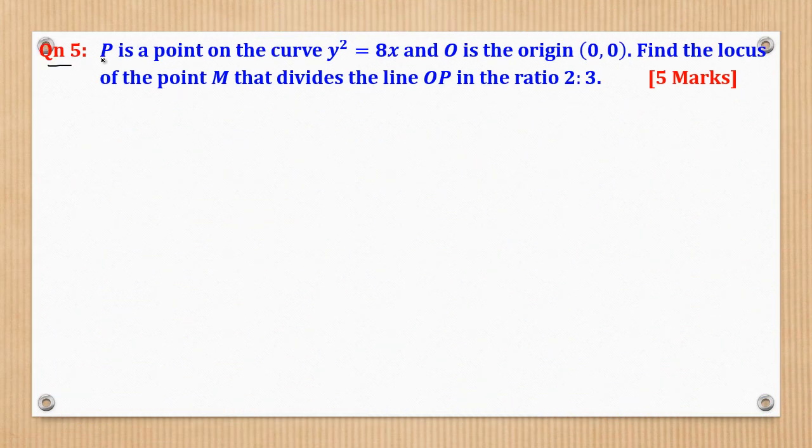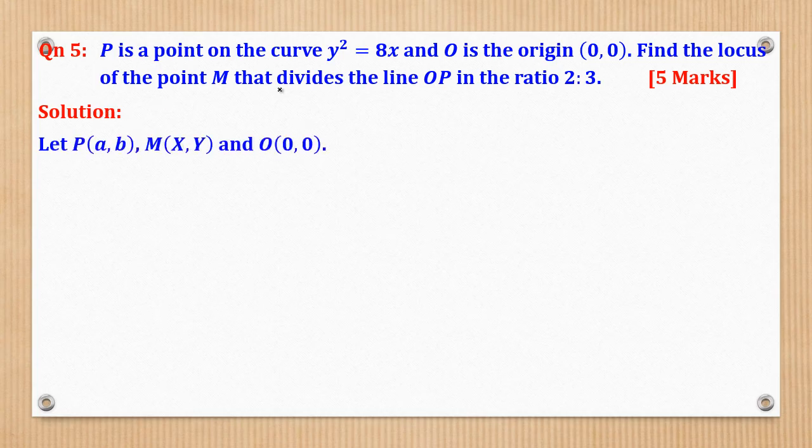Then question 5 says P is a point on the curve this, and O is the origin. Find the locus of the point M that divides the line OP in the ratio of 2 to 3. So let P be a point with coordinates A, B, which are not known. Then M, which is the variable point, will have coordinates capital X, capital Y. You're using capital letters because already small letters are here.